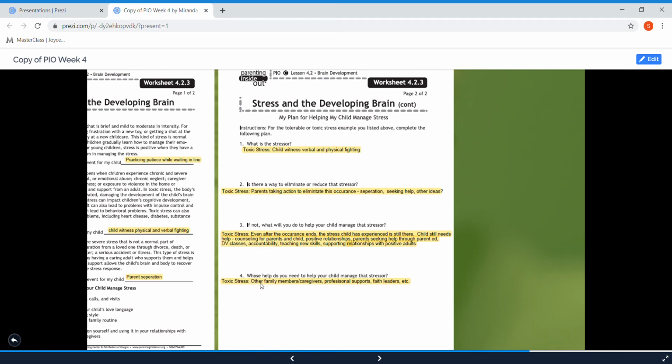And then finally, whose help do you need to help your child manage this stressor? Well, I probably need the help of other family members or other caregivers in my child's life. I probably need some professional supports. I could employ the help of my faith leaders if that is something that I practice in my family. And then I wrote etc. because again, if we were in class, I would employ a brainstorm here.